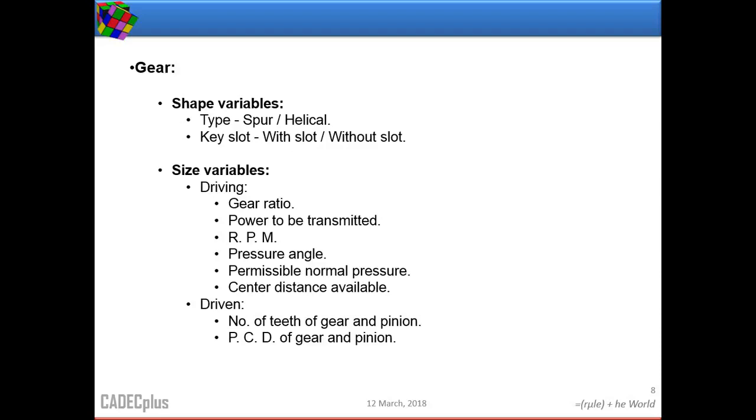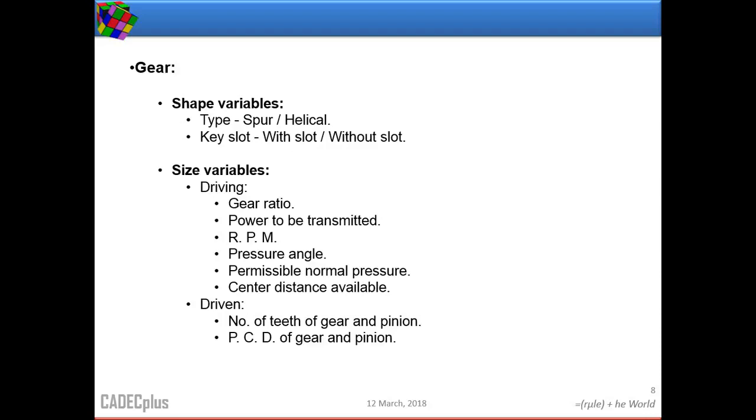This product is an example of how we can separate shape and size variations. As we can see over here, the shape variations can be decided as a type of gear, which can be a spur or a helical gear. The second shape variation is the type of key slot, whether the gear is with a key slot or it is without a key slot.